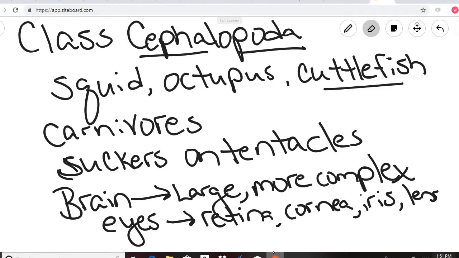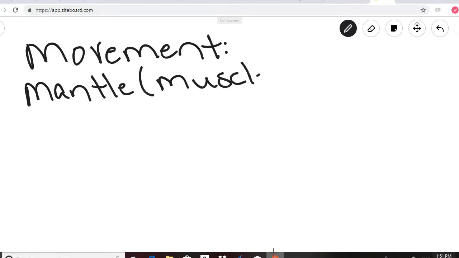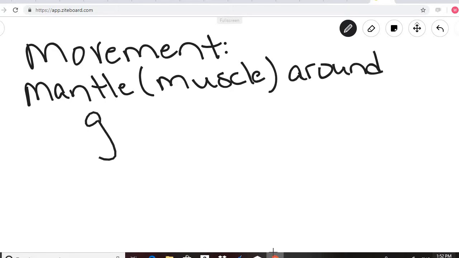If we look at the cephalopods in terms of their movement, they have a muscular mantle around the gills, and they have no shell around it. So it's the mantle, which is muscle, around the gills. And we'll see this in a picture in just a moment.